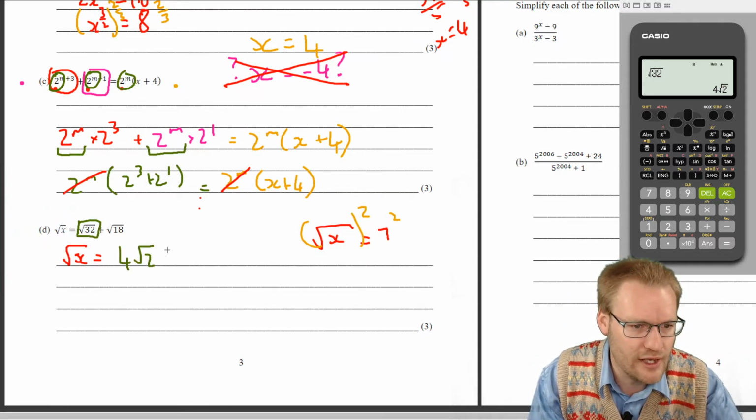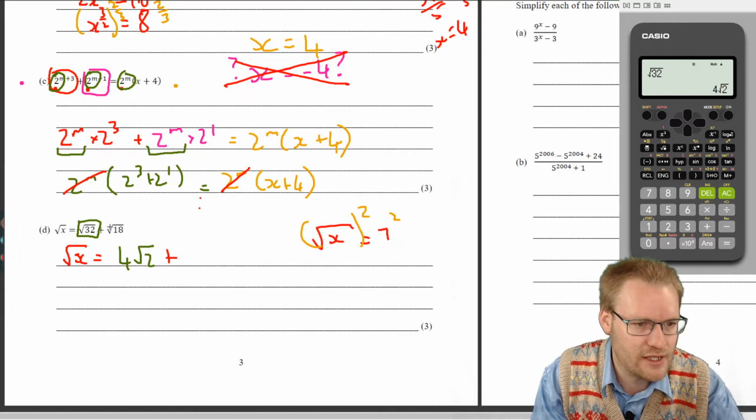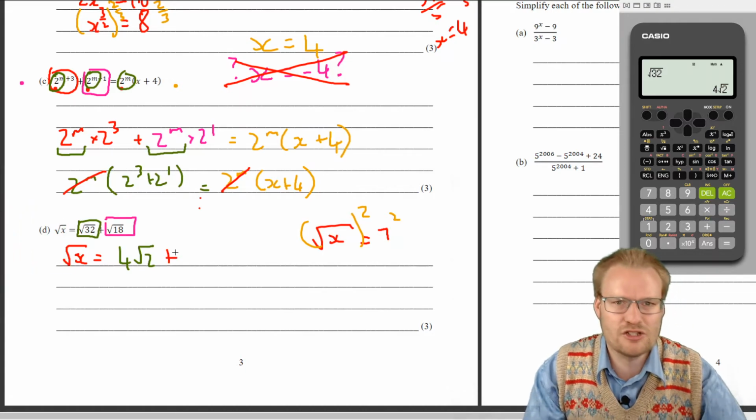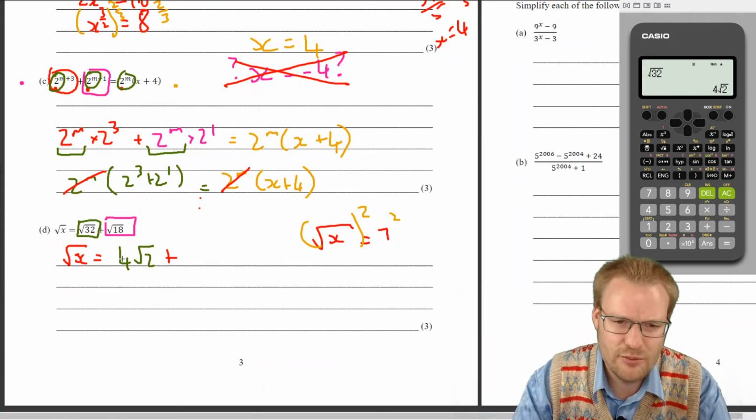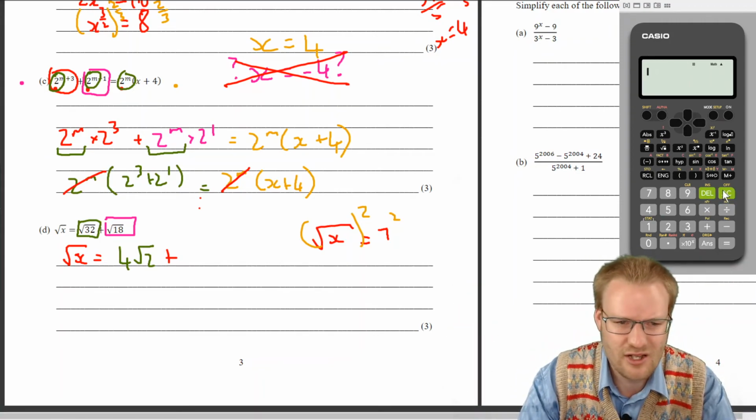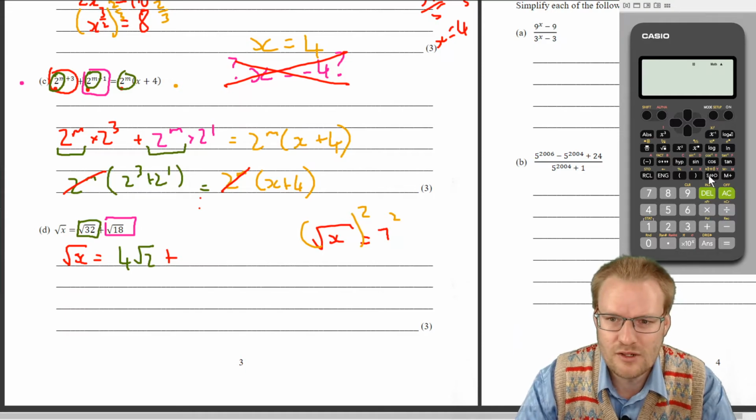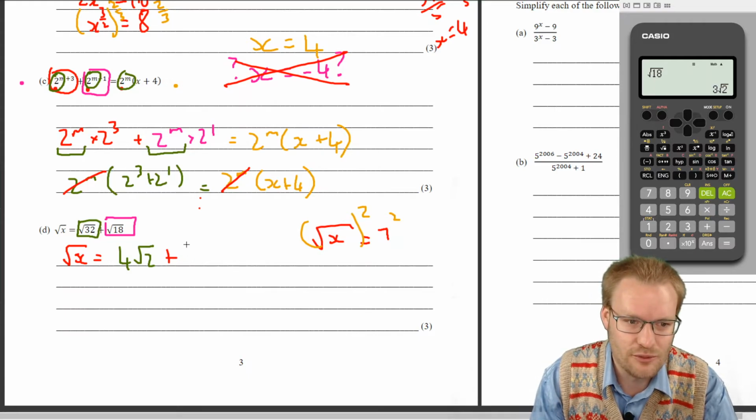And then we're going to add, and this second part here, square root 18, just because they're square roots that could be simplified. And your calculator is doing that work for you. And we don't look at how to do that anymore. What a shame. So square root 18, 3 square root 2.